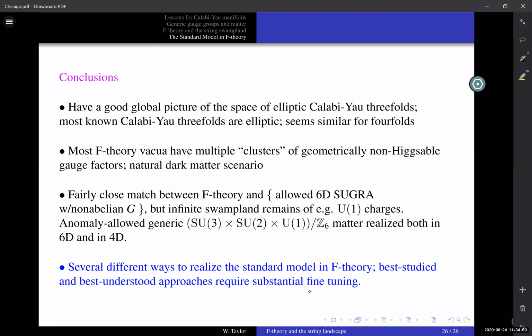I have some questions. Can I ask a question about the last point? Can you quantify what you mean by substantial fine tuning? So if you have 10 to the whatever, 100,000 vacua that you've identified, how many of them have this structure?